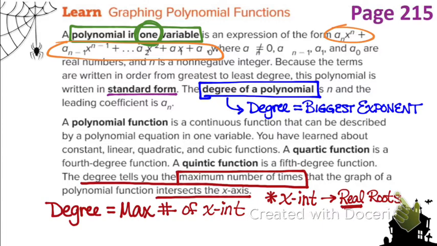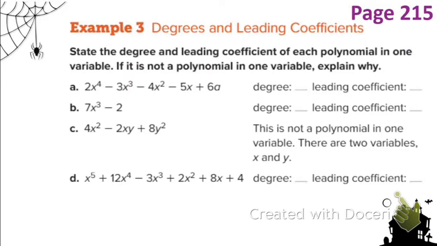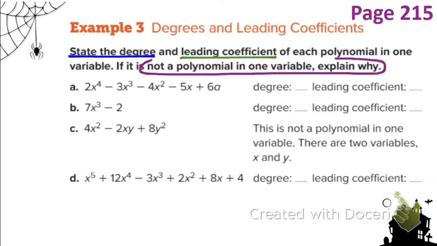Example number 3 should be right underneath this section where we were talking about polynomials. Example number 3 is still on page 215, just down at the bottom of the page. We want to state the degree and the leading coefficient of each of these polynomials in one variable. If it is not a polynomial in one variable, then we need to explain. We will not give the degree and the leading coefficient if it has more than one variable.